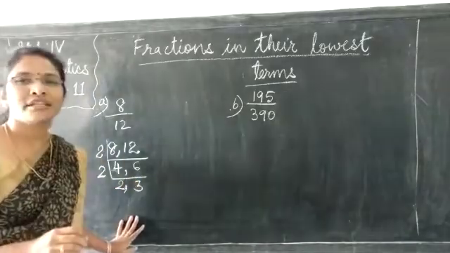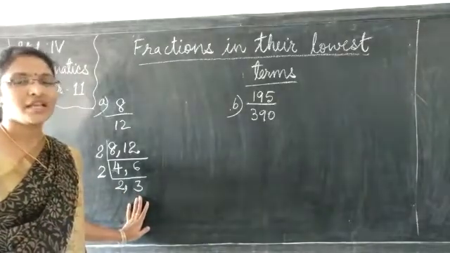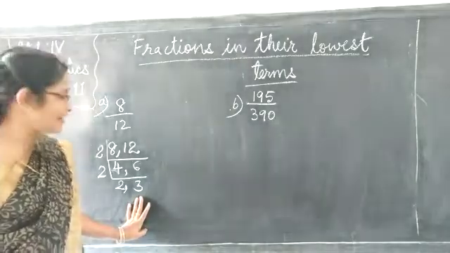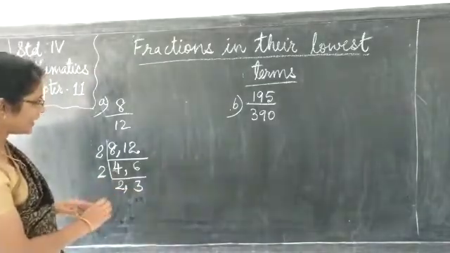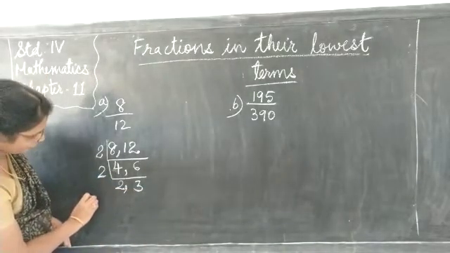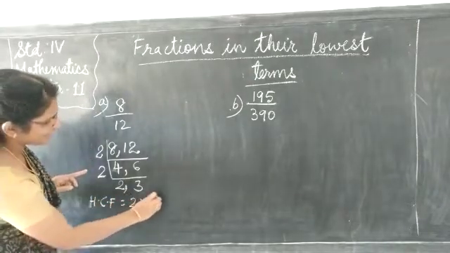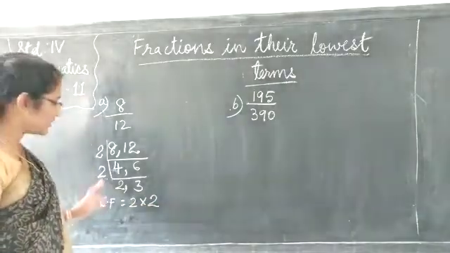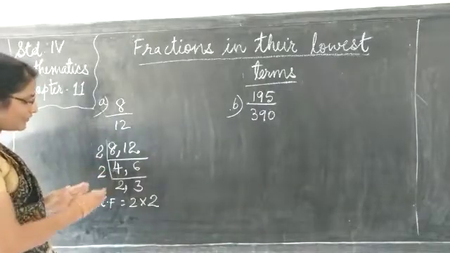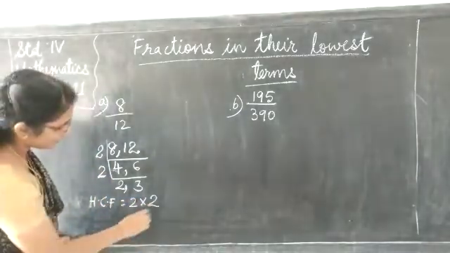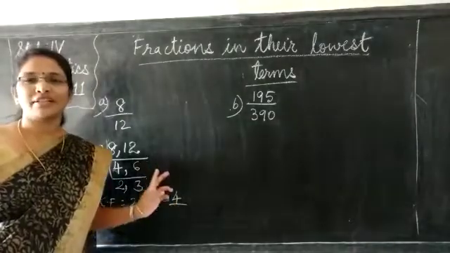Can we continue the process any more? No, because 2 and 3 both are prime numbers. They do not have any common factors. So, we cannot continue the process. We are going to find its HCF. HCF of 8 and 12 is 2 multiplied by 2. Okay, we find the product of the factors which are common for them. 2 and 2. 2 2's are 4. Now we found the HCF of the numerator and denominator.